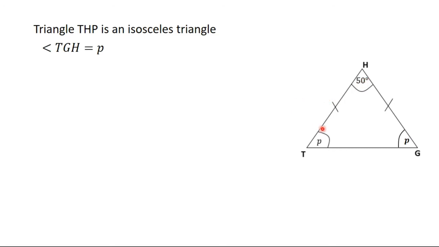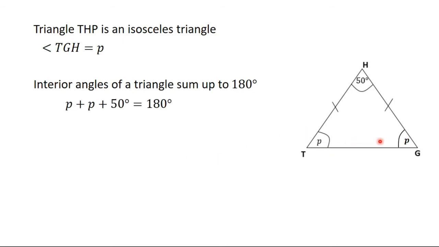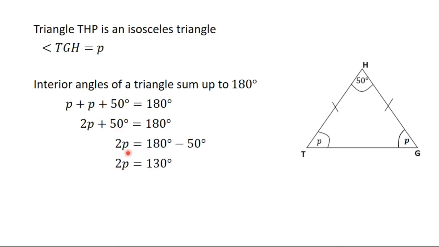The question told us to find the letter here. The letter here is P, so we can find P. We know that the interior angles of a triangle sum up to 180 degrees. So if we add P, P and 50 degrees, we should get 180 degrees. P plus P will give us 2P. So we have 2P plus 50 degrees is equal to 180 degrees. 2P will be 180 degrees minus 50 degrees, which is 130 degrees. You divide both sides by 2, you are going to get P to be equal to 65 degrees. So you see, from this question, we've used the property of an isosceles triangle to find the value of P.